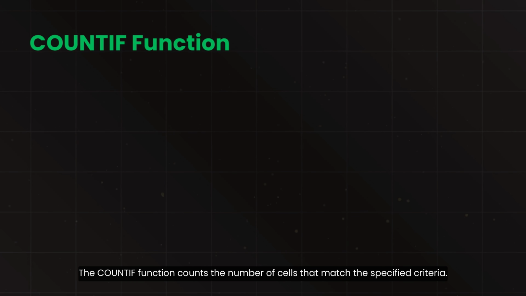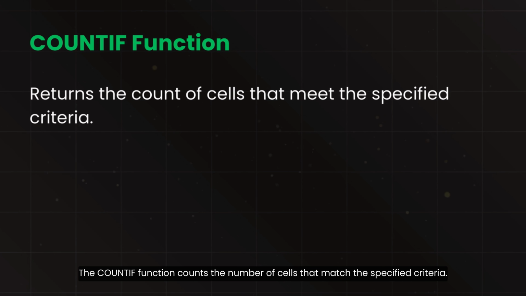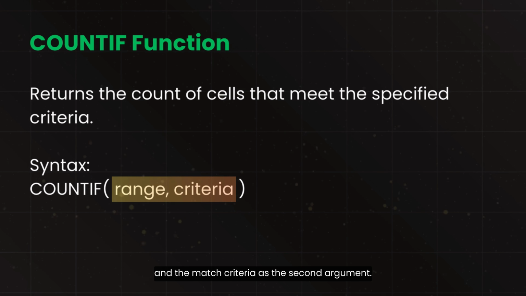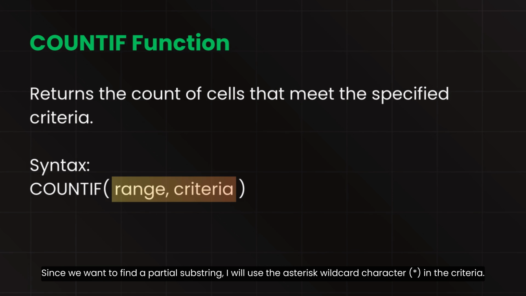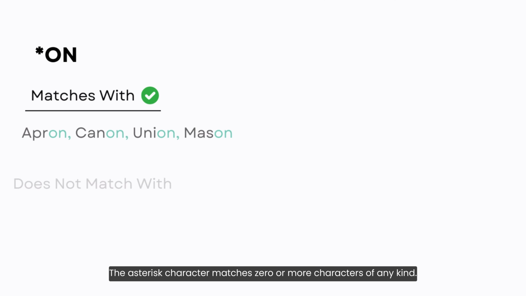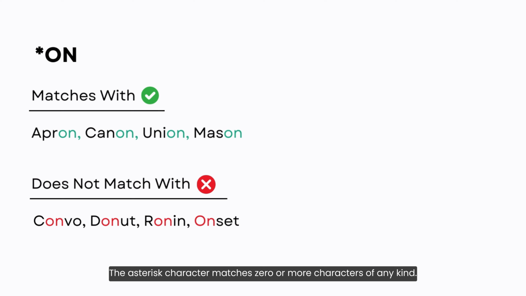The COUNTIF function counts the number of cells that match the specified criteria. We need to specify the range of the cells as the first argument and the match criteria as the second argument. Since we want to find a particular substring, I will use the asterisk wildcard character in the criteria. The asterisk character matches 0 or more characters of any kind.